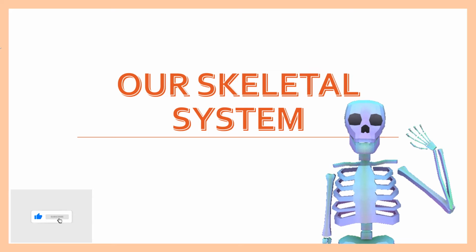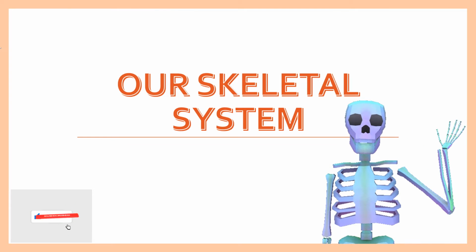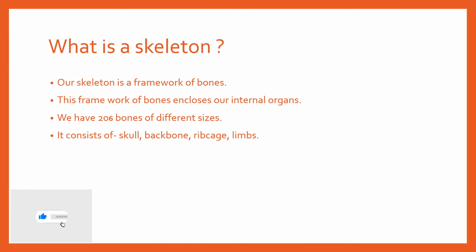Today we are going to learn about our skeletal system. What is a skeleton? Our skeleton is a framework of bones. This framework of bones encloses our internal organs, or we can also say that all the bones in our body form a framework called the skeleton. It gives shape to our body. It also protects the brain, heart, lungs, and other organs inside our body.